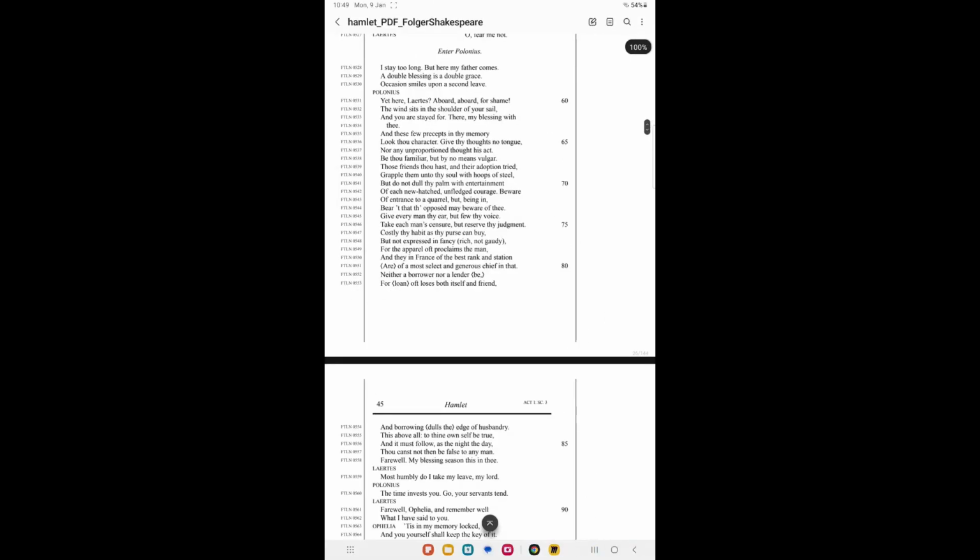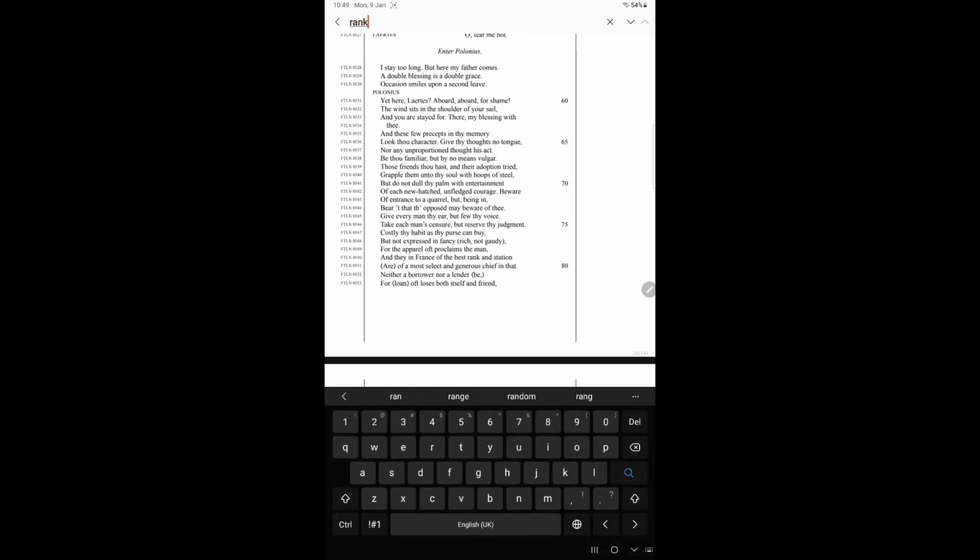So I'm just going to have to turn this around, otherwise it won't work. I'm going to try and do this because, as you can see, I've got that at the top. So then I'll type in the word rank. Careful how you say that.